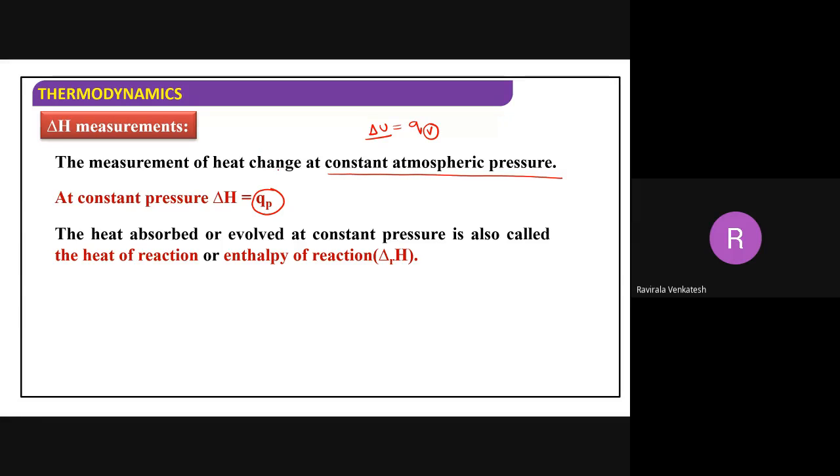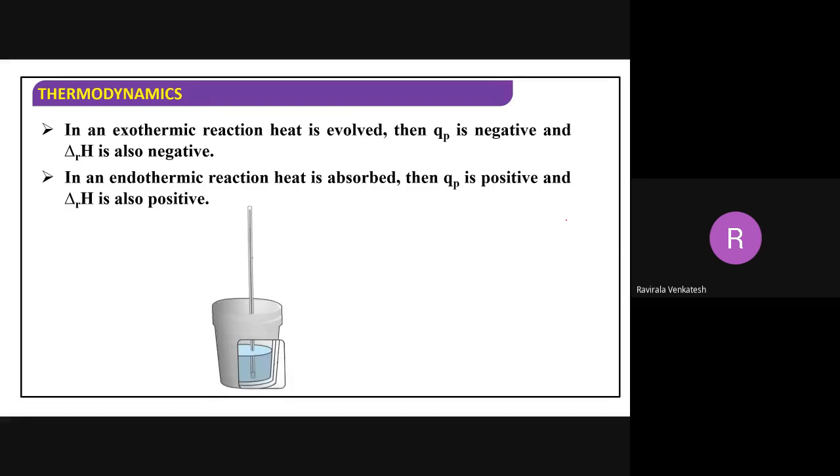The heat absorbed or evolved at constant pressure is called the enthalpy of reaction, delta H. In most cases, chemical reactions are carried out at constant pressure only. Therefore, whenever I write enthalpy, I write delta H only. We don't write delta U because we take constant pressure. In an exothermic reaction, heat is evolved, then Q P will be negative. In exothermic, delta H will be negative, and Q P, the heat, also will be negative. For endothermic, Q will be positive and delta H will be positive. You already know these two things.